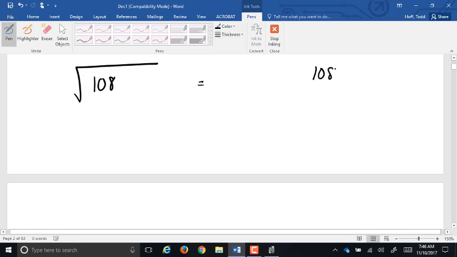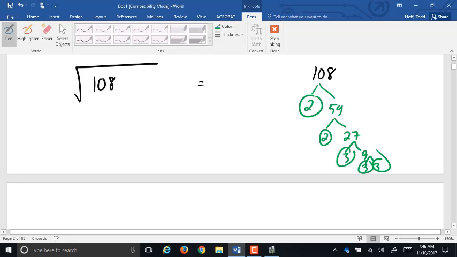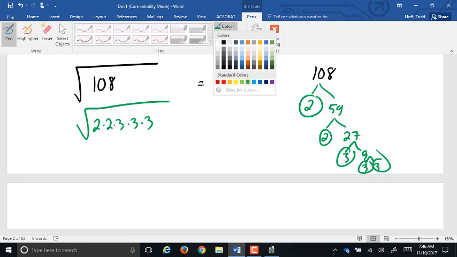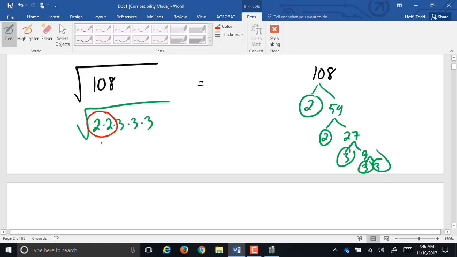So if you factor 108, you've got 2 and 54. 54 is 2 and 27. 27 is 3 and 9, and then 3 and 3. So if you factor this, you've got 2 times 2 times 3 times 3 times 3. You've got the 2s. You've got a pair of 3s, but you've got a 3 left over, don't you? That would stay in the root. 2 times 3 is 6 times the square root of 3. They would simplify it like that.